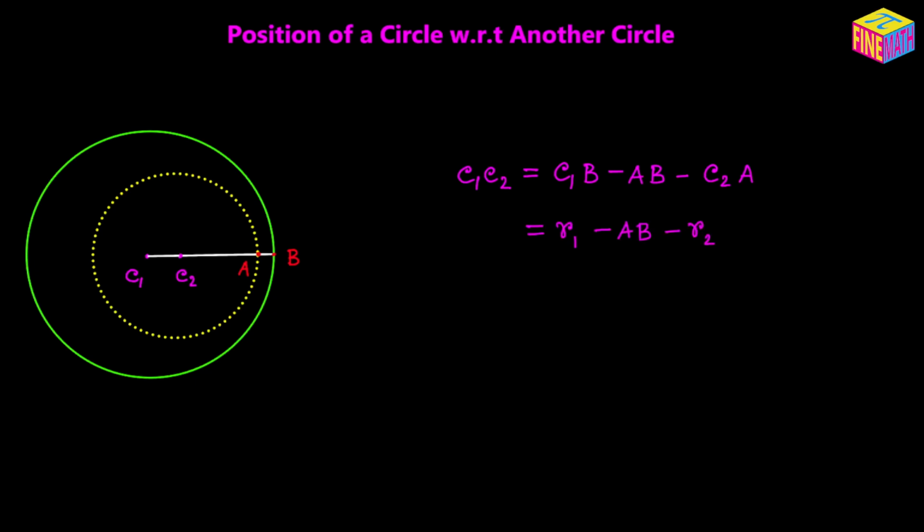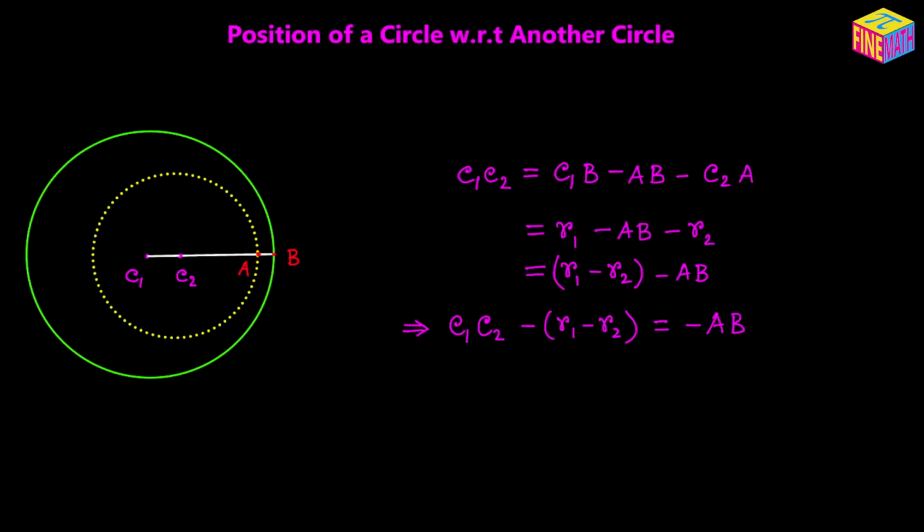Now let's study the distance between the centers. Let's suppose the centers are located like this, and then I have joined the centers and extended the line all the way to the boundary of the larger circle. Now here can we say that the distance between the centers would be C1B minus AB minus C2A, and that can be written as r1 minus AB minus r2, and that can be written like this. And from here, if we bring that r1 minus r2 onto the left hand side, we can write it like this.